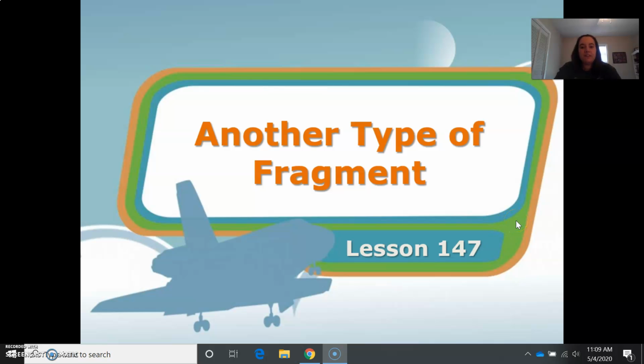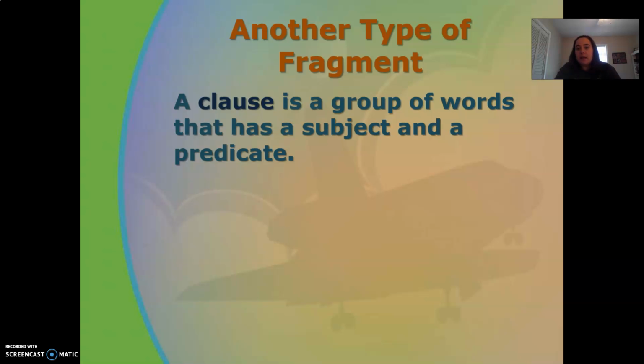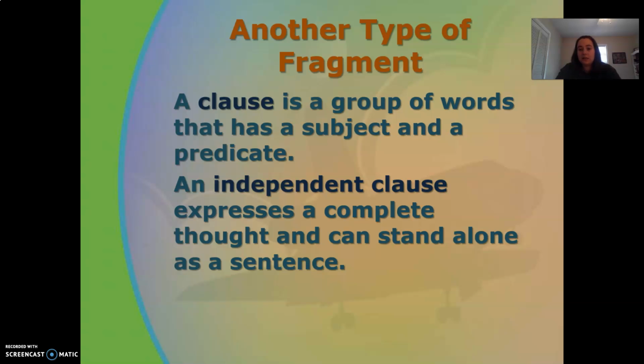Fourth graders, today for English class, we're going to be looking more at dependent clauses, which are another type of fragment. A clause is a group of words that has a subject and a predicate. So, for example, if I said the store, that's not a clause. If I said the big blue house, not a clause. A clause does have a subject and a verb. If it's an independent clause, it's the same as a sentence.